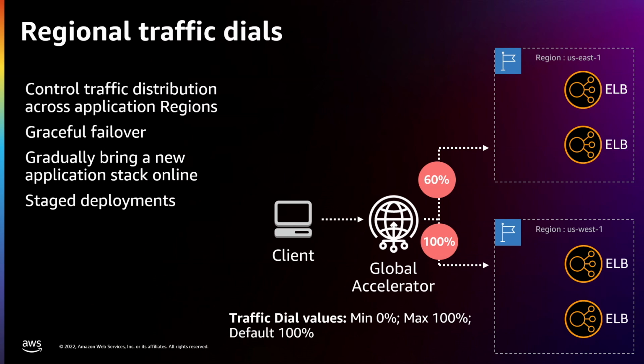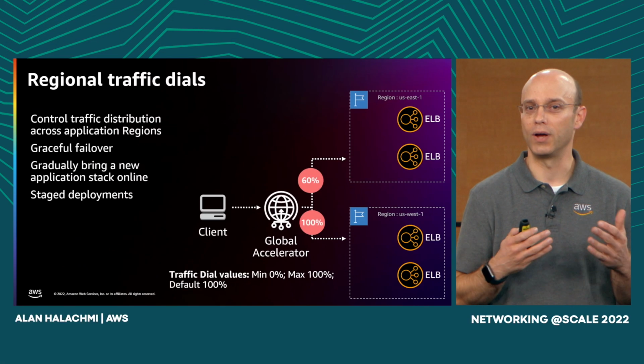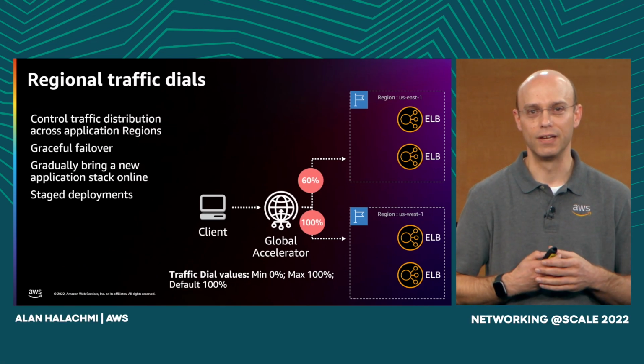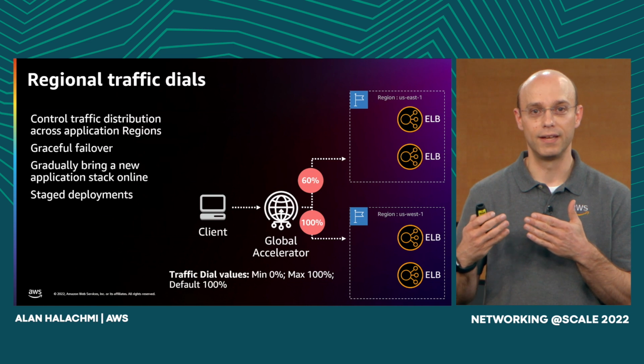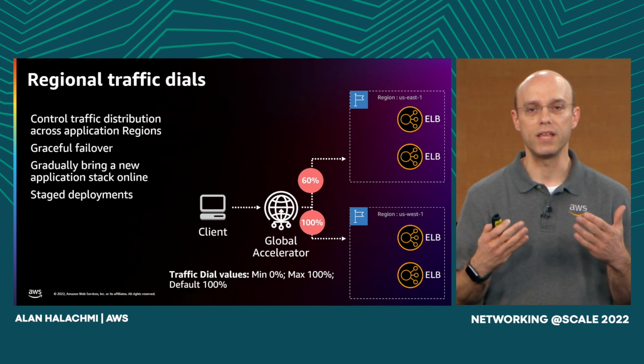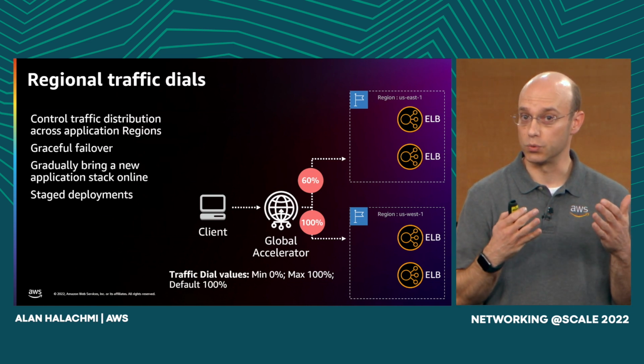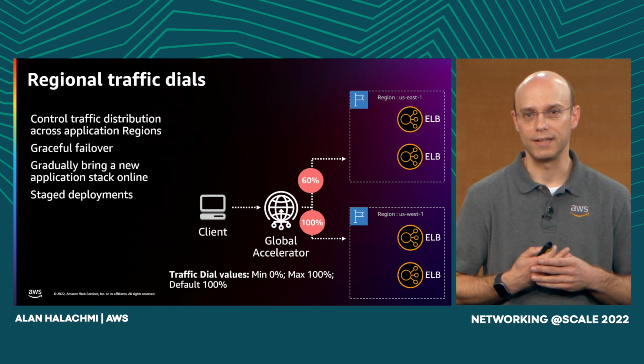Traffic dials control the percentage of traffic we determine should flow to a specific region, the closest healthy region, that is actually routed to that specific region. In this example, with 60% set for US East 1 and 100% set for US West 1, all of the traffic we determine should flow to US West 1 is routed to that region. However, only 60% of the traffic we determine should flow to US East 1 is actually routed there. The remaining 40% of the traffic, for which US East 1 would have been the desired region, instead flows to US West 1.